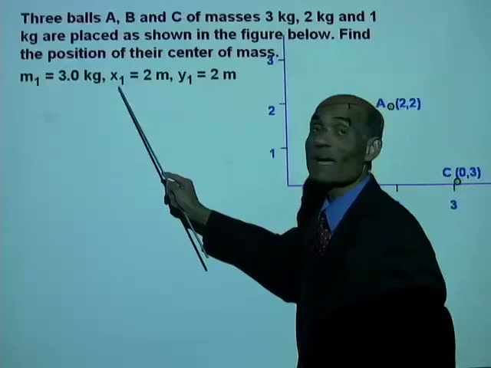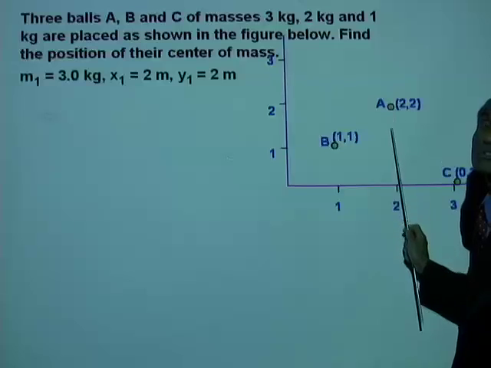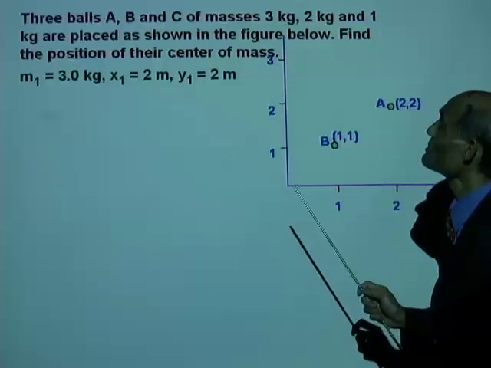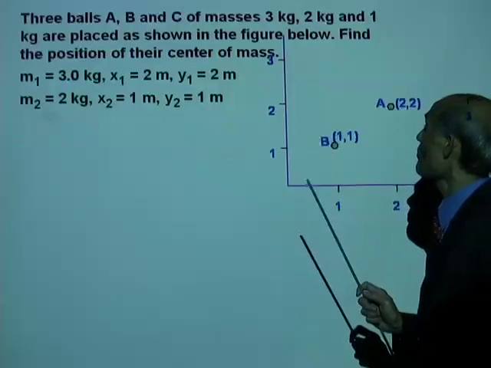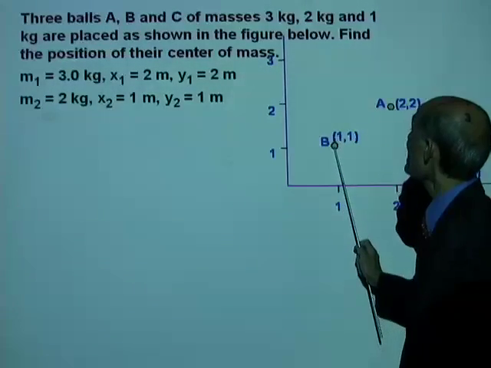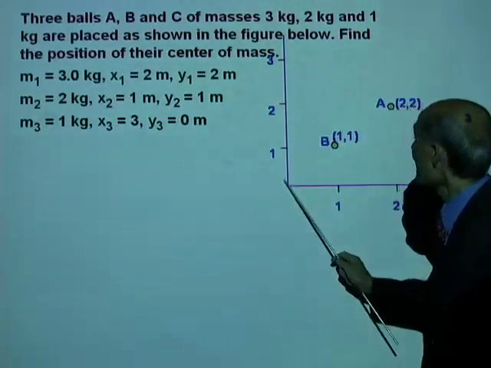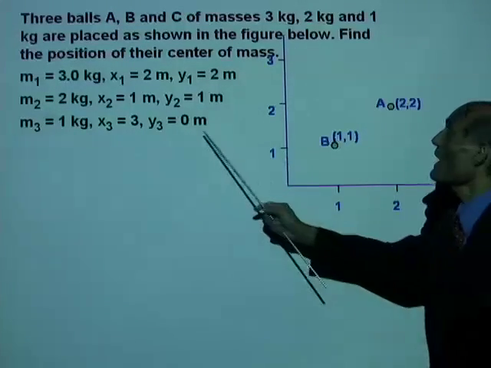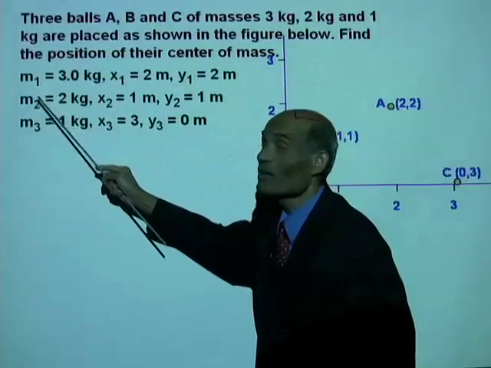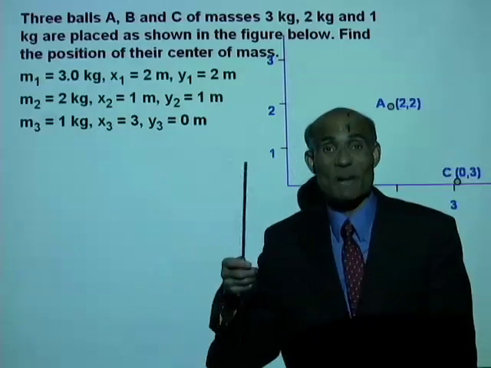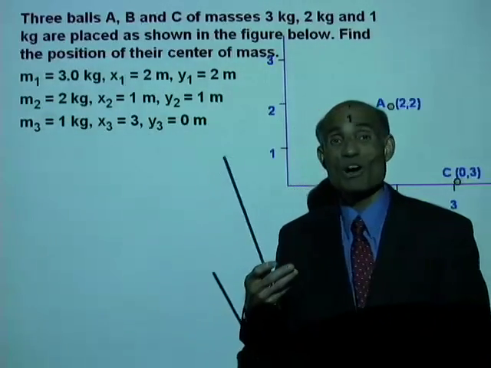m1 equal to 3 kilogram, x1 equal to 2 meter and y1 also equal to 2 meter. m2 equal to 2 kilogram at B, x2 equal to 1 meter, y2 also equal to 1 meter. How about m3? m3 is 1 kilogram, x3 equal to 3 meter and y3 equal to 0. Once you have x1, x2, x3 and m1, m2, m3, we can find the position of the x center of mass. And then with y1, y2, y3 and m1, m2, m3, we can find the position of the y center of mass.